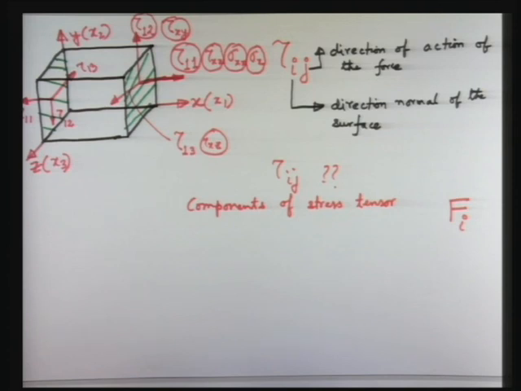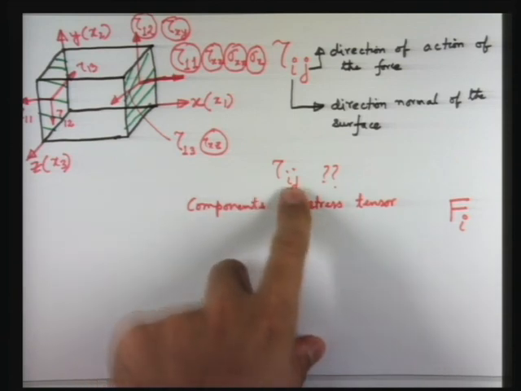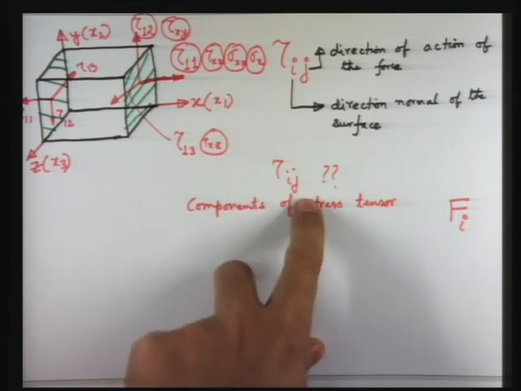For example, a scalar doesn't require any index for its specification. So it is a 0th order tensor. A vector requires one index for its specification. So it's a first order tensor. Stress here requires two indices for its specification. So it is a second order tensor.